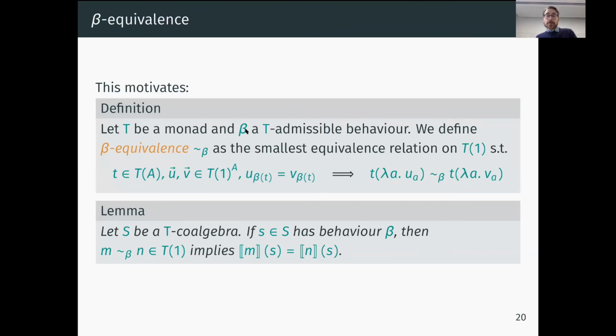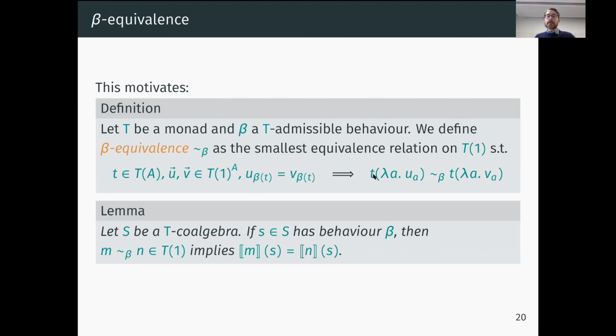So given this possible behavior, I define beta equivalence as the smallest equivalence relation on T1 such that, so here I've got a term T and I substitute in a bunch of other terms U. And here I've got the same term T, but I substitute in a different bunch of terms V. Okay? All right. And I've got some given behavior beta. And suppose that in this behavior beta, when I run it on term T, I get some beta T in A. And so suppose that the A components of U and V are the same.